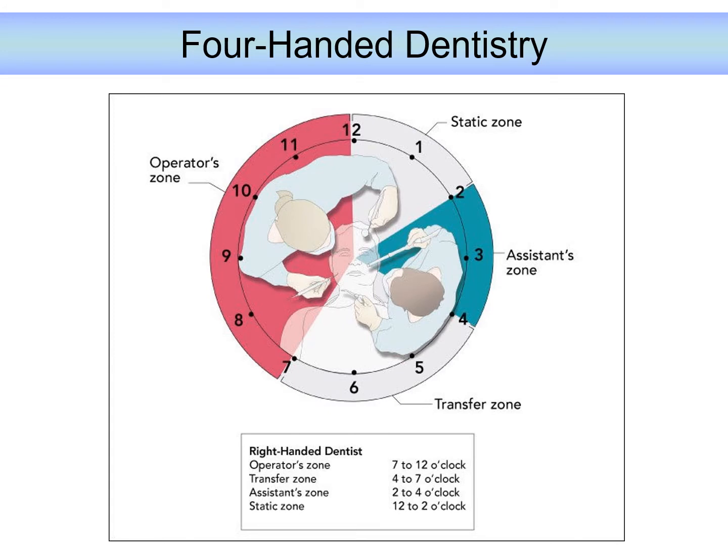Okay, this is a diagram to show the different zones as seen from above when four-handed dentistry is conducted. So if you imagine that this is the face of a clock, then you will realize that the dentist is sitting in the operator zone, which is between 7 and 12 o'clock. The assistant zone is between 2 and 4 o'clock, the transfer zone is between 4 and 7, and the static zone is between 12 and 2, which is also considered a free zone for the movement of the dentist when operating on a patient.